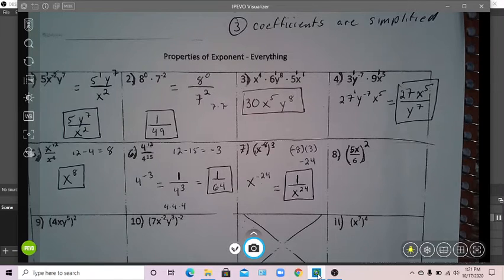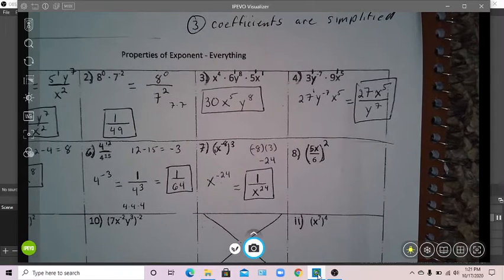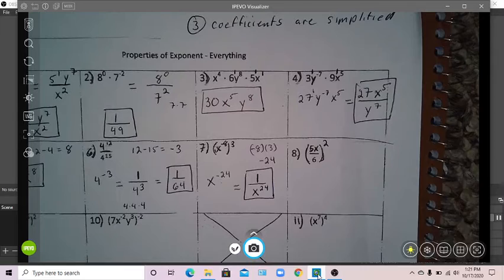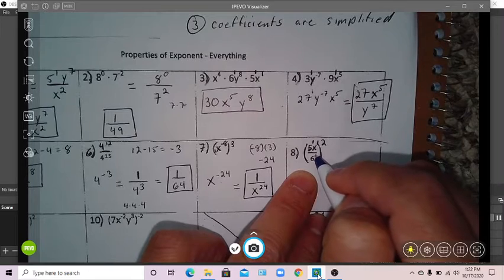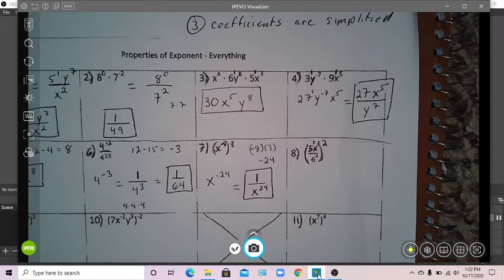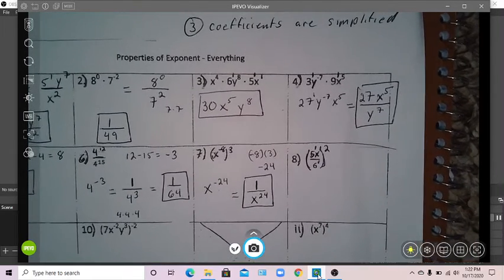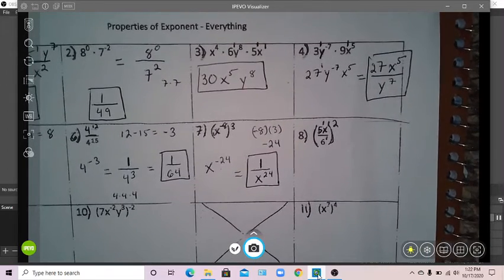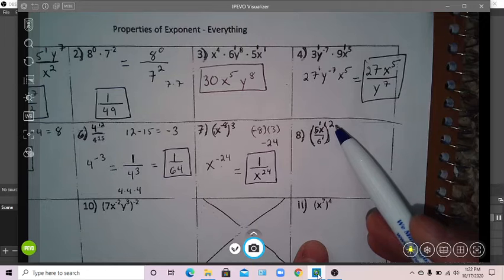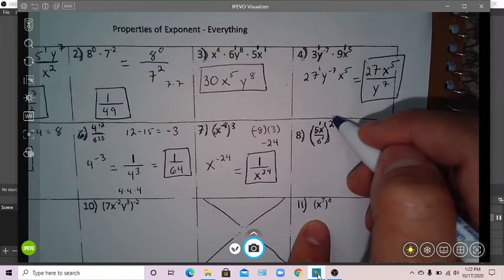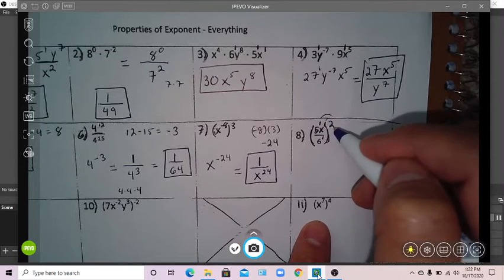Alright, so take a look at number 8. Anything that doesn't have an exponent, write an exponent of 1 on it. This 5 has an exponent of 1. So does this x. So does this 6. Alright, so all of those are being taken to another power of 2. So I'm going to multiply the 2 into those other exponents.